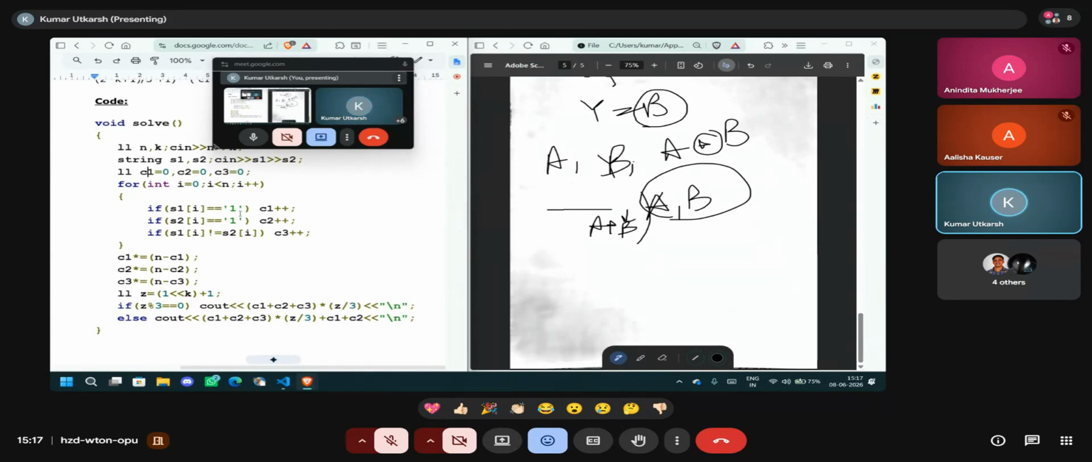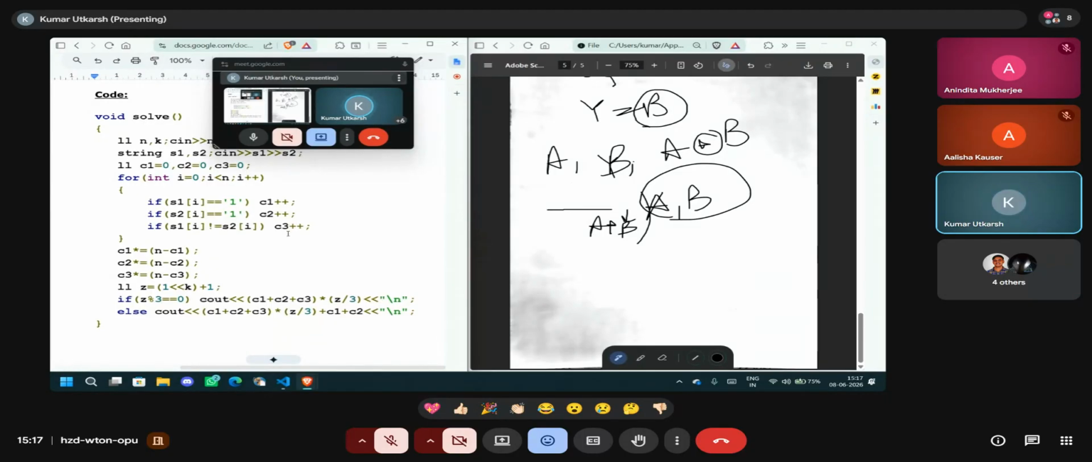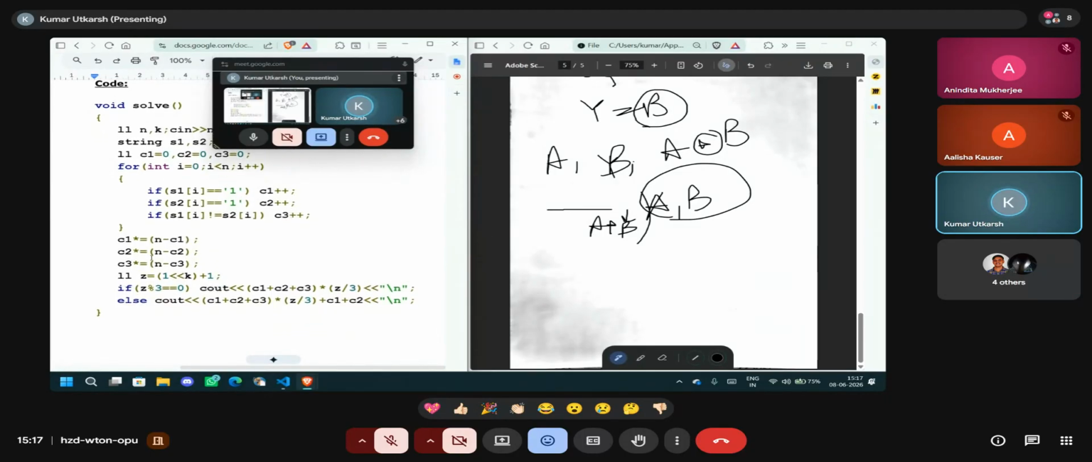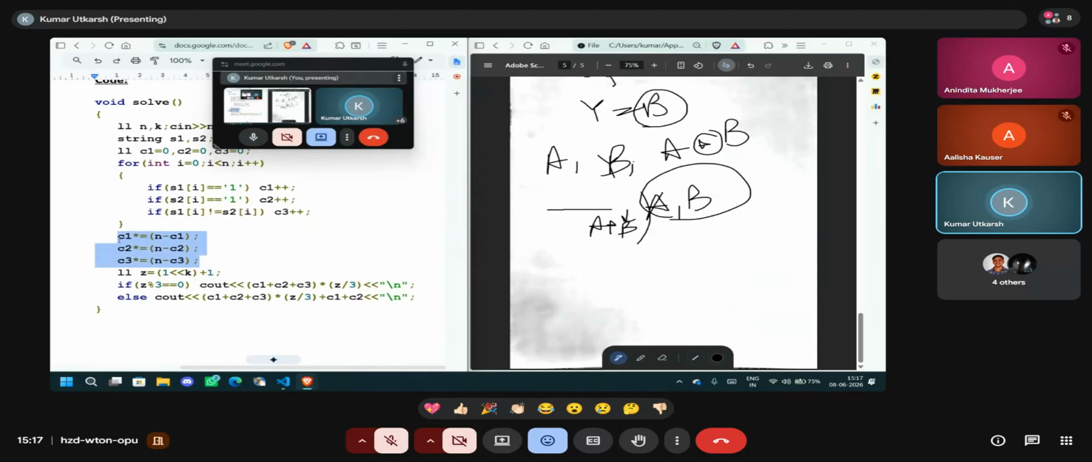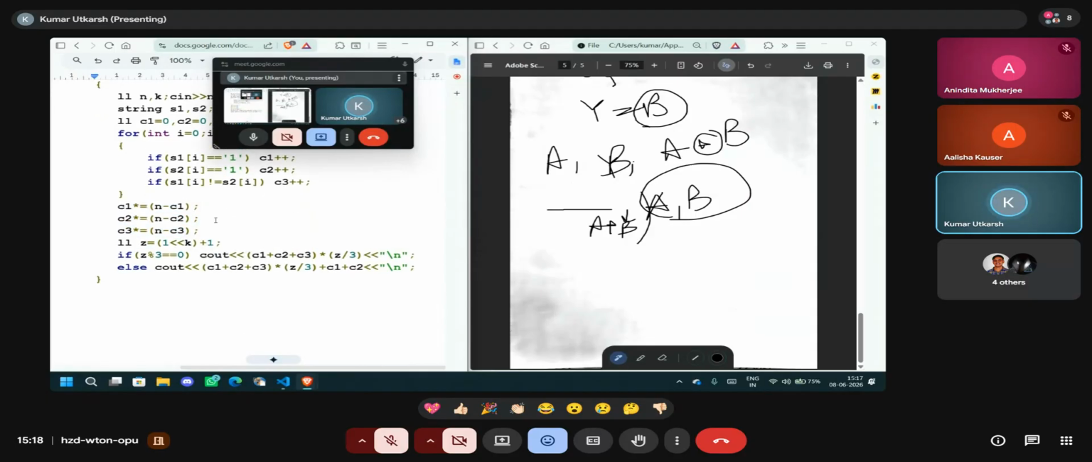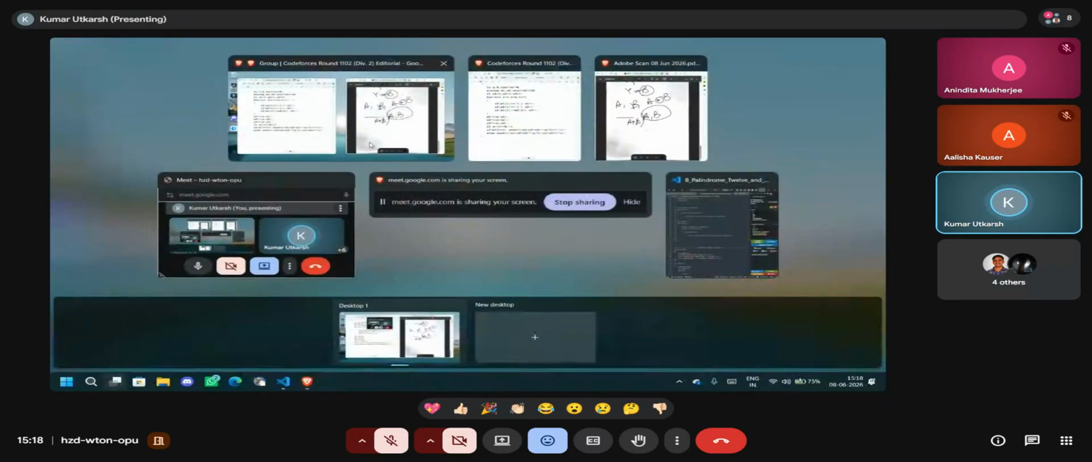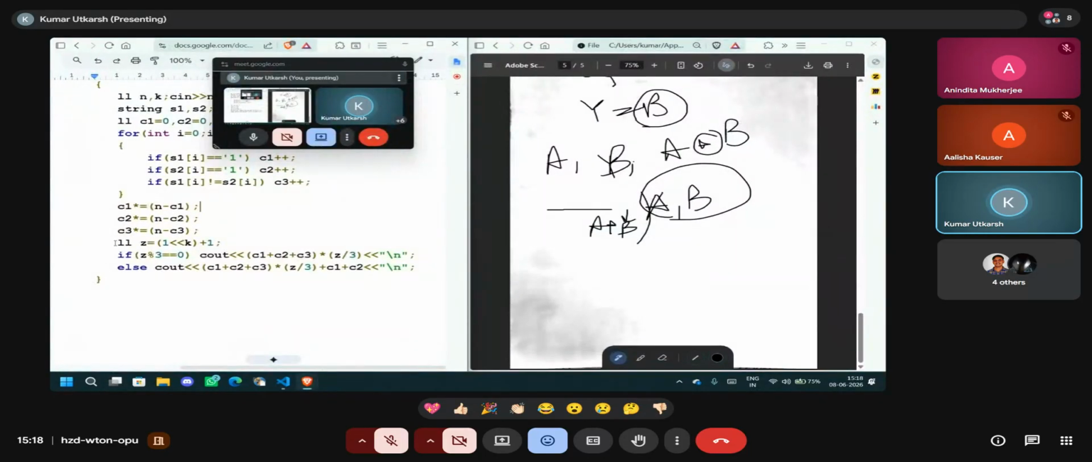Right. If S of 1 is 1, then it will be C1 plus plus. If S of 2 is 1, then it will be C2 plus plus. If S of 1 and S of 2 are unequal, then the XOR bit will be 1, so C3 plus plus. And then we calculate their multiplied values of set bit into unset bit. And then we check. Our main solution is only this part.